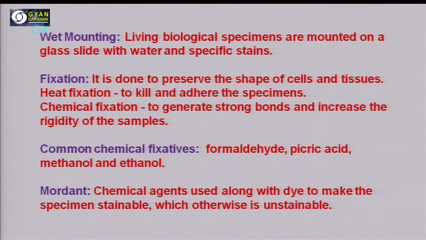Which are the common chemical fixatives? Formaldehyde, picric acid, methanol, and ethanol. Sometimes you need to couple this staining technique with a mordant. What are mordants? These are chemical agents which are used along with the dye to make the specimen stainable, which otherwise is unstainable. Normally they are not stainable, but if you use a mordant, then you can make them stainable.